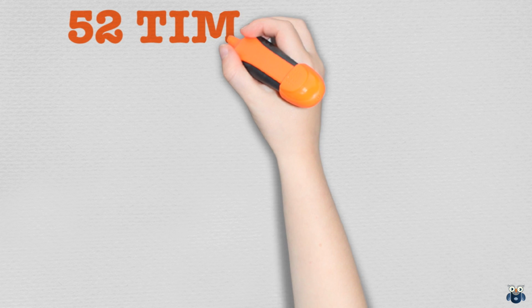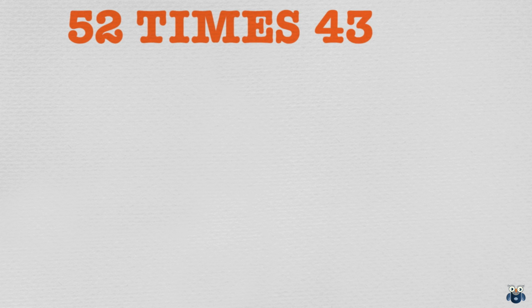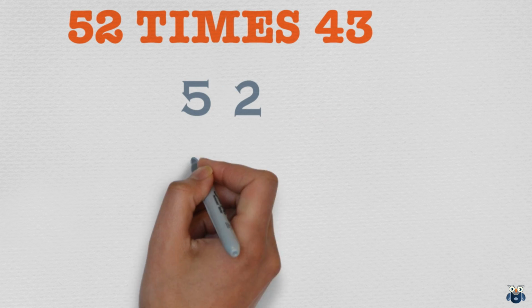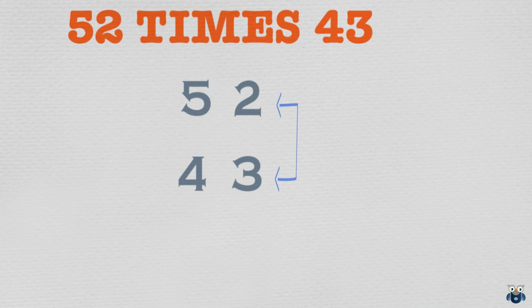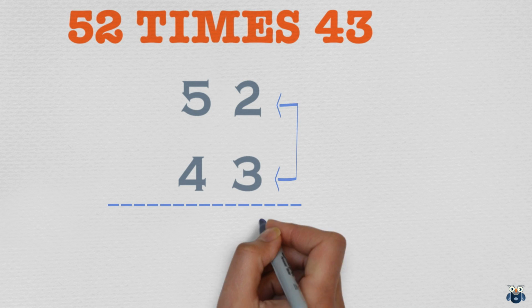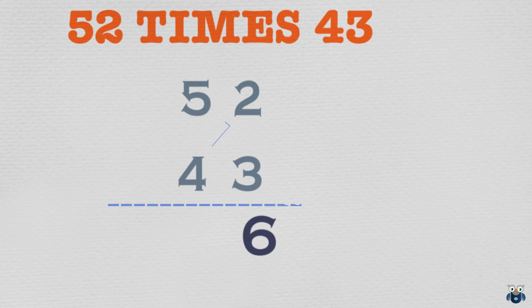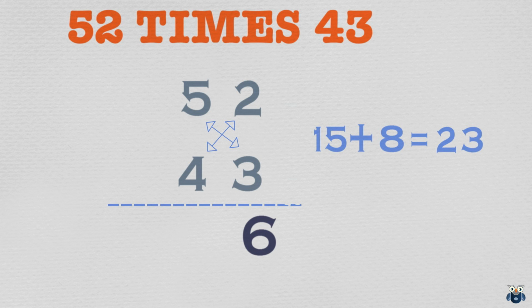What is 52 times 43? First, we write down our numbers. We then multiply the digits on the right, that gives us 6. We then cross multiply the digits, so 5 times 3 is 15, and 2 times 4 is 8. And 15 plus 8 is 23.